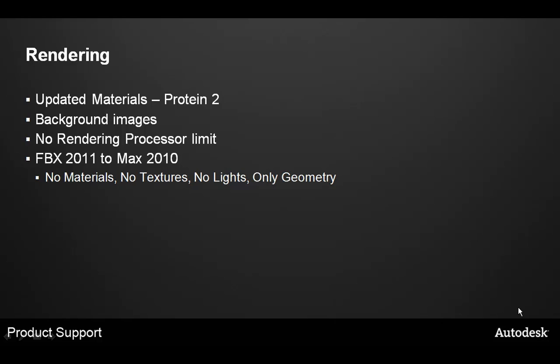Also, new FBX functionality in Revit may cause problems with backwards compatibility with older versions of 3D Studio Max. FBX 2011 to Max 2010 will result in no materials, no textures, no lights, and only geometry being displayed in 3D Studio Max 2010. Taking your Revit file from 2011 and exporting it to FBX, you should be using 3D Studio Max 2011 in order to get the full functionality.